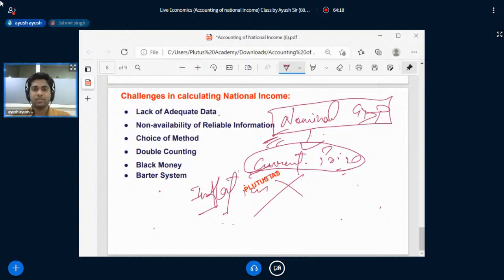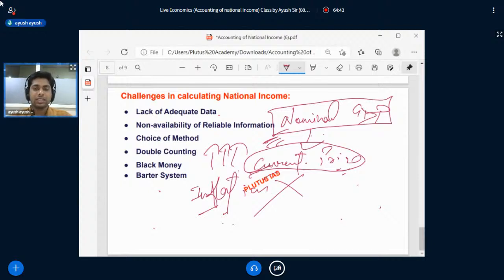Yes, sir. Clear? Okay. All right. So that's why, if you look at the government data, nominal GDP will always be high. The government always shows it high, nominal GDP stays high actually, because here inflation is not measured at all, inflation is not counted.